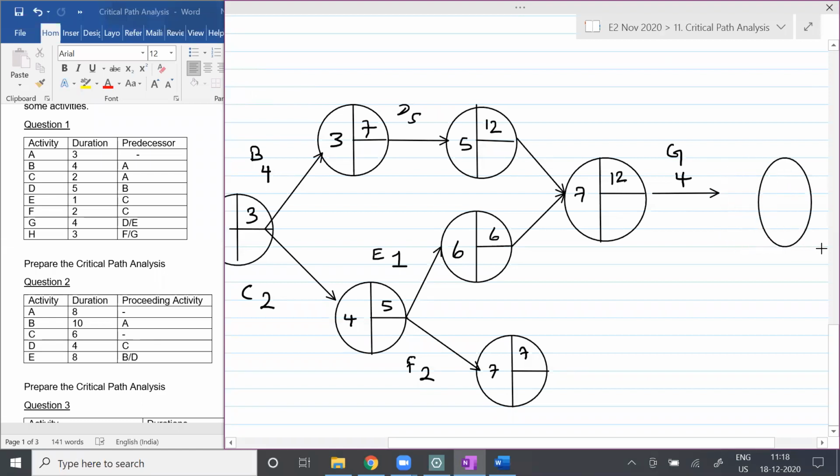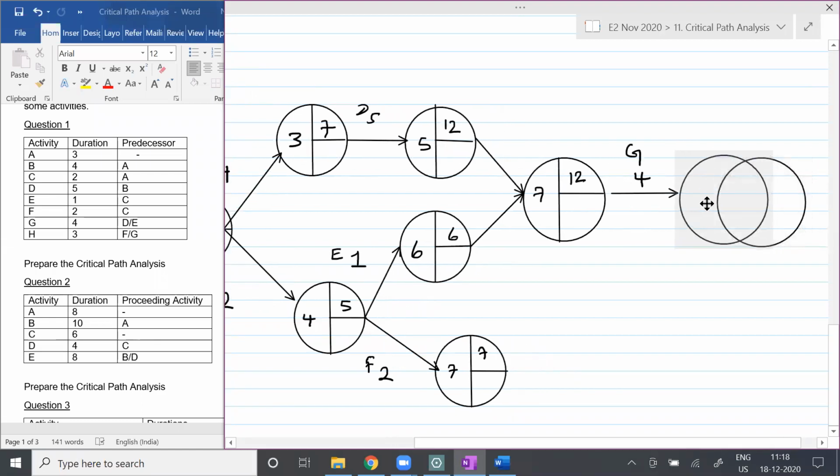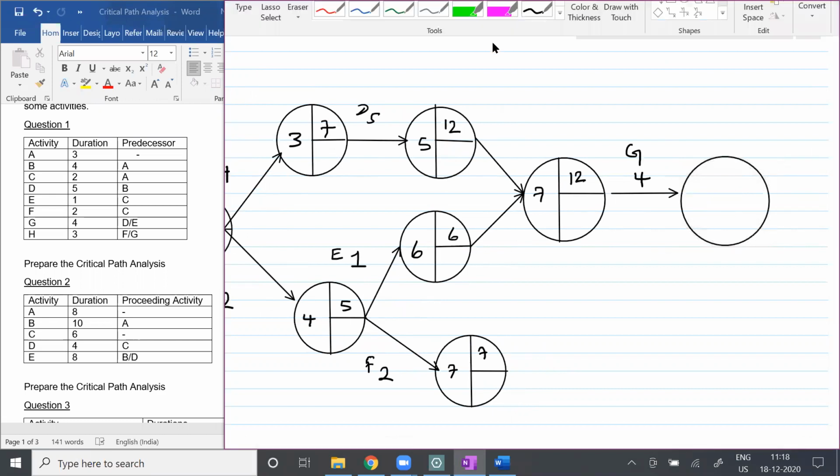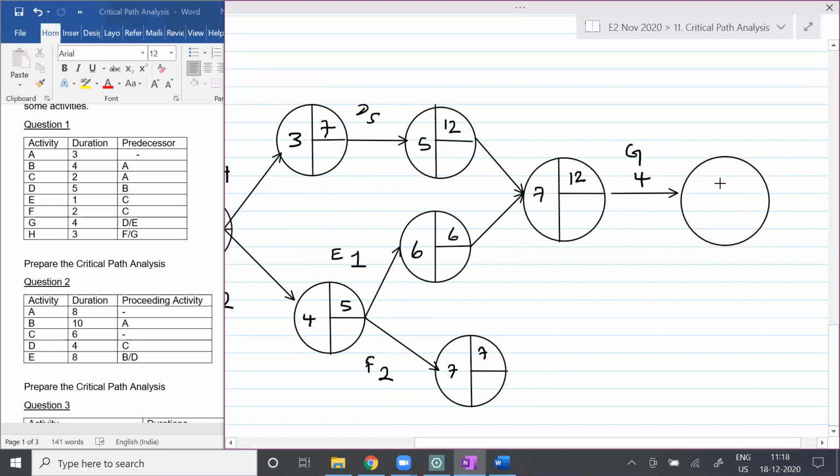Yes, sir. So students, observe this. G is coming here. If you observe the element of G, at the end of the day, 12 plus 4, how much? G will take maximum to complete 16. Students, are you clear with this intersection? Do you see this number 12 intersection? Are you clear? Yes or no? So that is the only question.